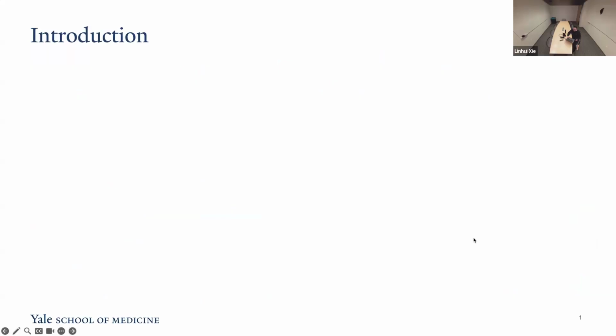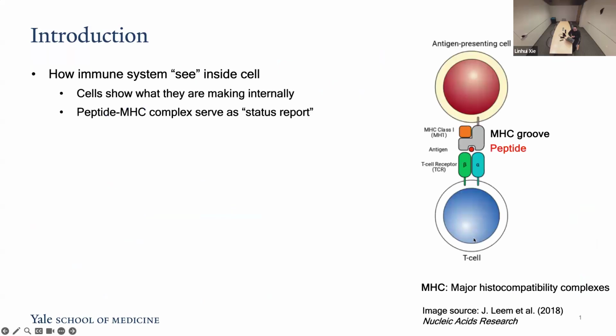Before we discuss the algorithm, let's briefly ground ourselves in the biology. We know that T-cell receptors recognize the antigenic peptides that are presented on the surface of the cells by the MHC molecules. MHC is a short notation for the major histocompatibility complex, and you will hear this notation a lot during this presentation. So just take note.